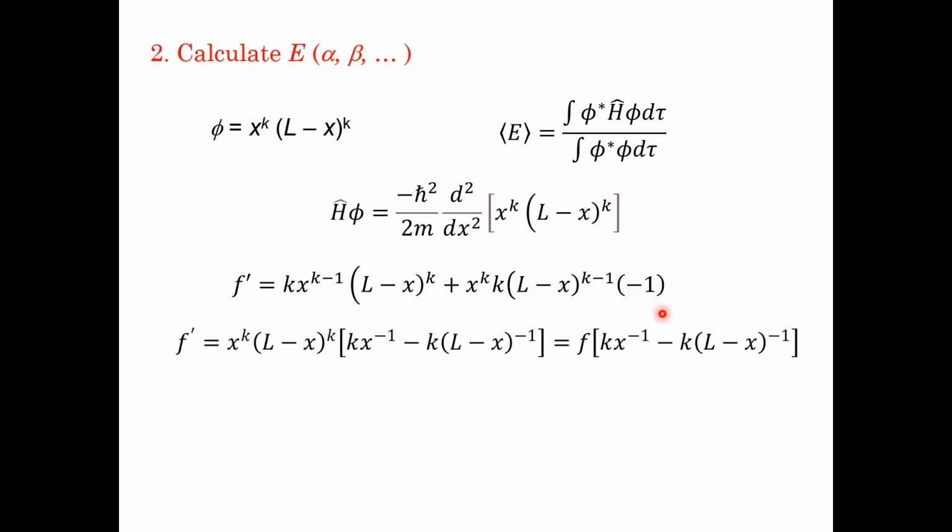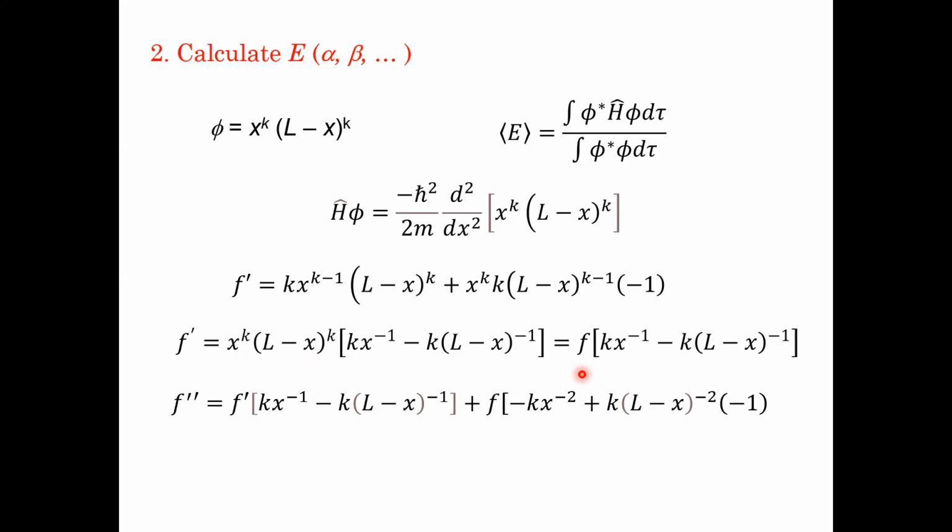You could factor off some common terms. Factoring things often makes your life very easy. So you could recognize that you could factor off an x to the k and an (L minus x) to the k, and you get an equation that looks like this. And then to make your life even easier, you might recognize that this function here, x to the k times (L minus x) to the k, is again our original function f. So I can write that first derivative in this way.